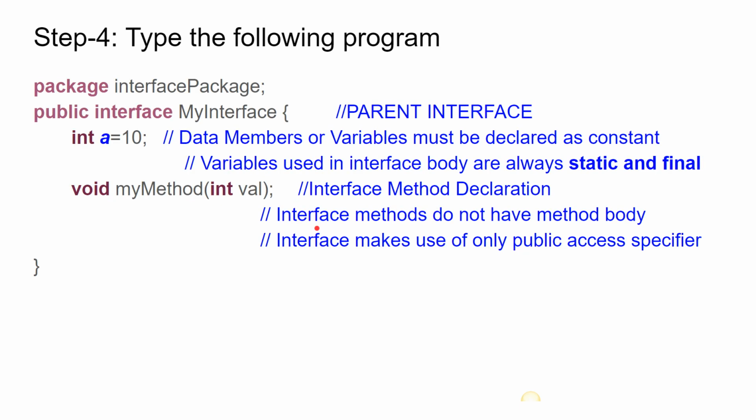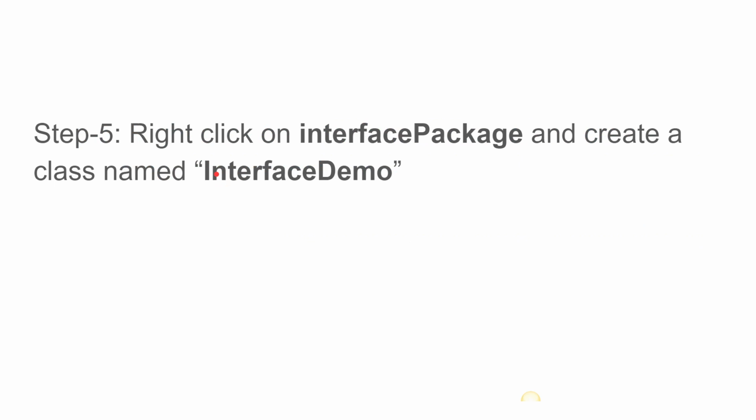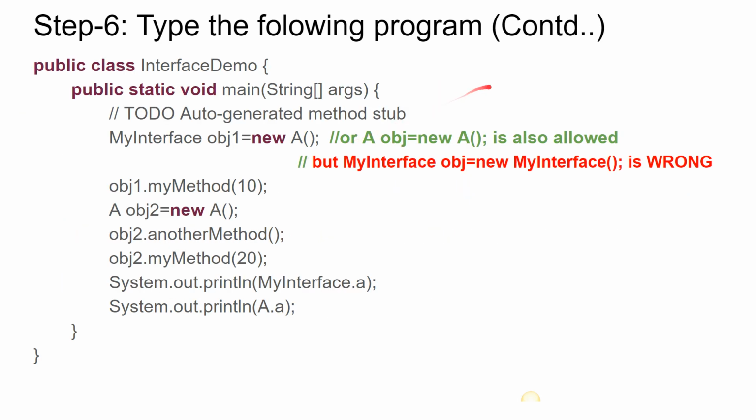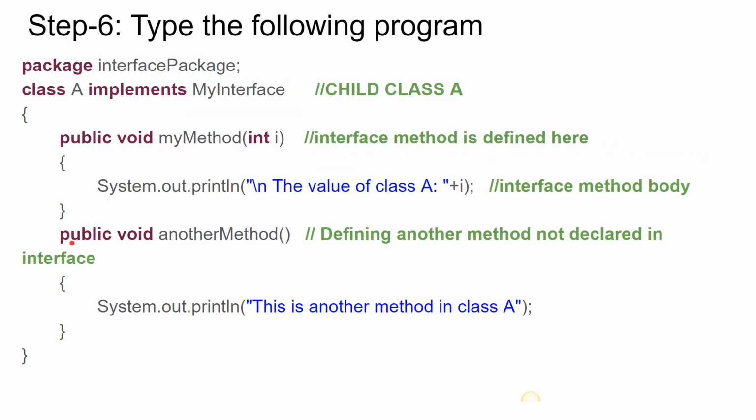Step 4, type the program in the editor and just save it. It does not have any main method, don't worry about that, just save the program. Step 5, right click on interface package again and create another class named InterfaceDemo. Again make a note, first letter of class name should be uppercase, that is I is in uppercase. Step 6, type this program and the continued part is here. Just type this program in the same editor.